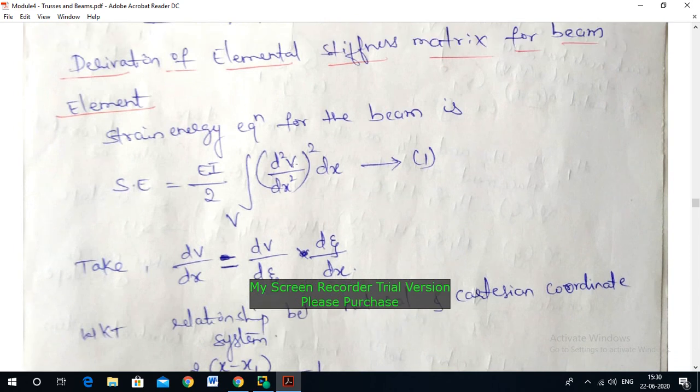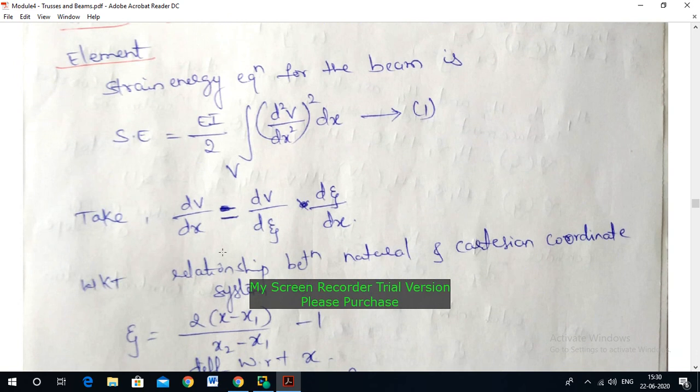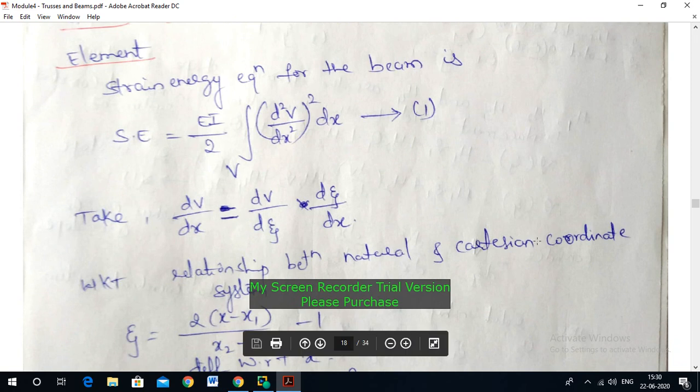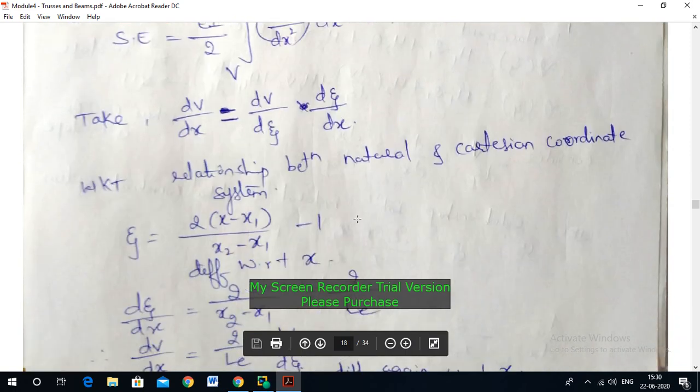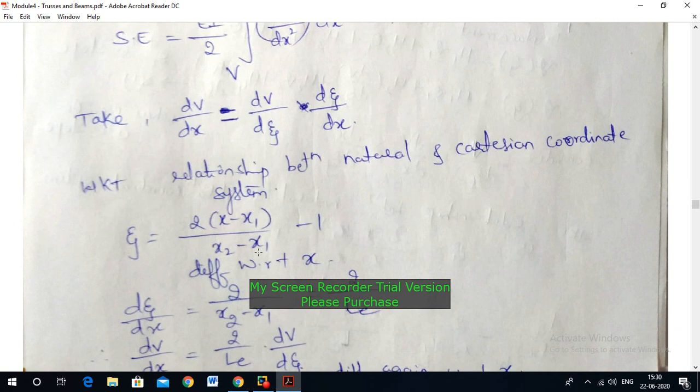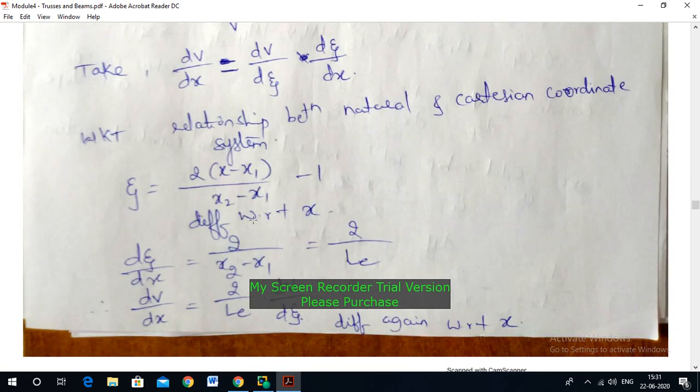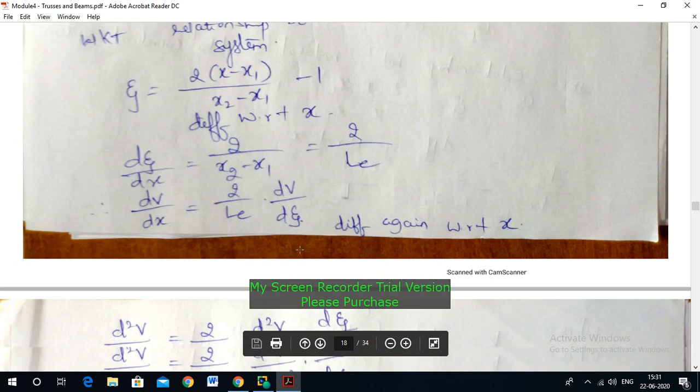We know that the strain energy equation for the beam element is given by strain energy is equal to EI by 2 integration over volume V of d square v by dx square, whole square, into dx. We call it equation number 1. Take dv by dx is equal to dv by d zeta into d zeta by dx. We know the relationship between natural and Cartesian coordinate systems, that is zeta is equal to 2 into (x minus x1) divided by (x2 minus x1) minus 1. Differentiating this equation with respect to x, I will get d zeta by dx is equal to 2 by LE. Therefore dv by dx is equal to 2 by LE into dv by d zeta.